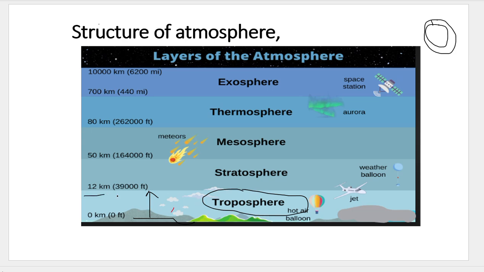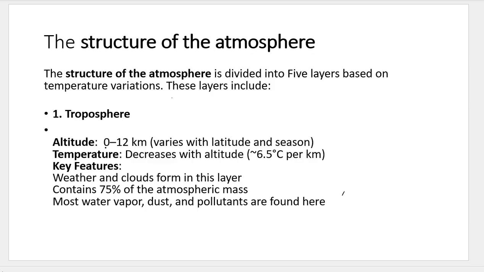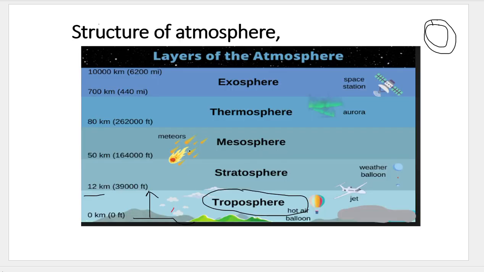This 12 kilometers varies from latitude to latitude. In the polar region the height is something different, and in the equator region it is different. It varies. So the first layer is the troposphere. It is up to 12 kilometers and varies with latitude and season. These points are important: temperature and altitude, and what key features happen in the troposphere. The altitude is 0 to 12 kilometers, and the temperature is the most important thing.